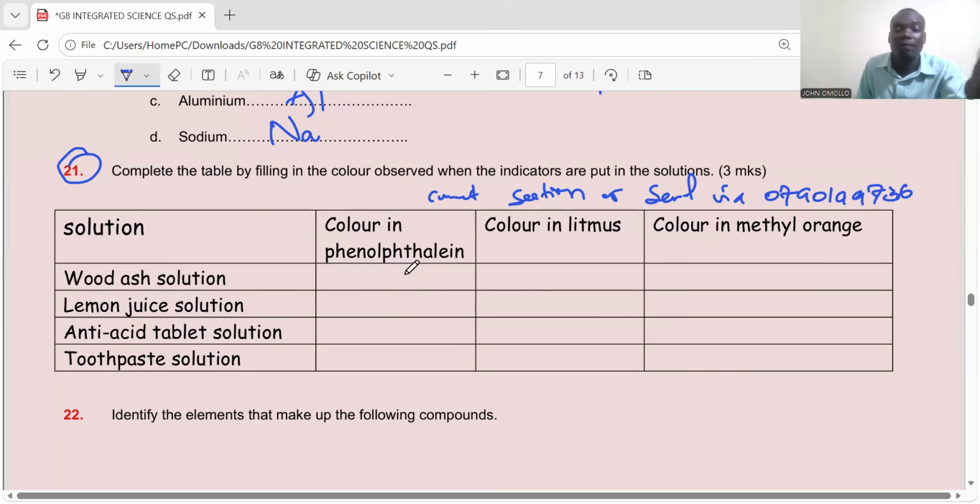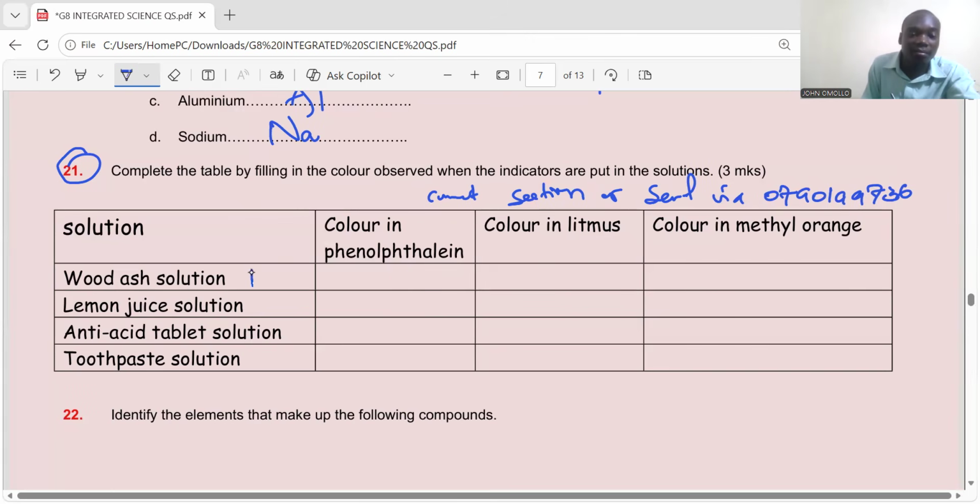Number 21, you are told to complete the table: color in phenolphthalein. What is the color of wood ash? Remember, wood ash is always basic. This is a basic solution, or in other words, an alkaline solution. Lemon juice is acidic. Anti-acid tablet solution is basic again. Toothpaste is also basic. So I want you to give me the color in phenolphthalein, color in litmus paper, and color in methyl orange. These are indicators. They are called commercial indicators.